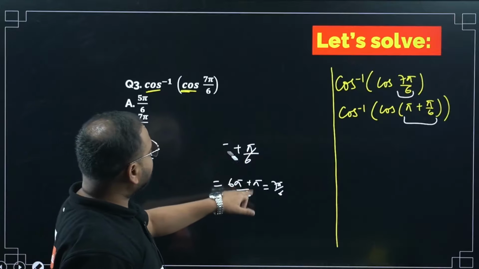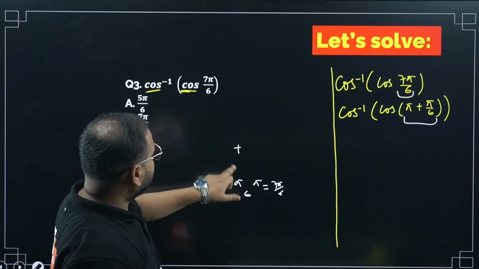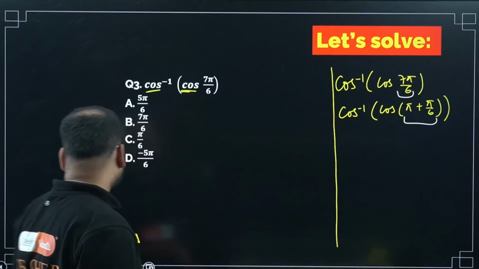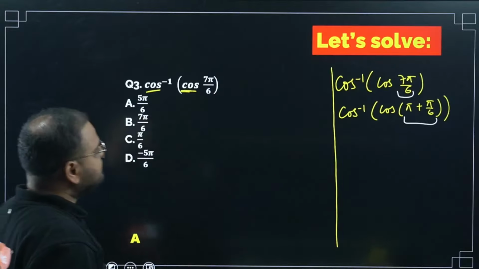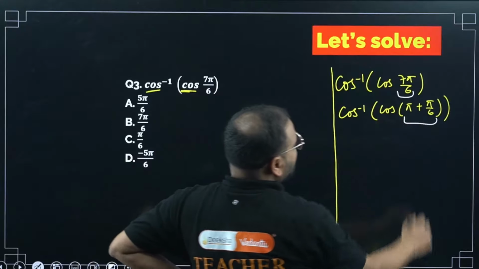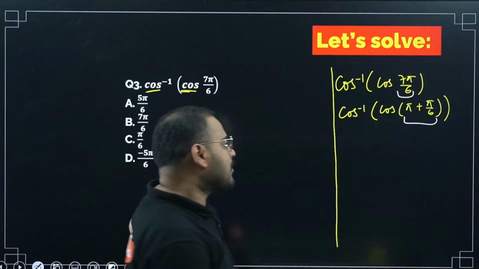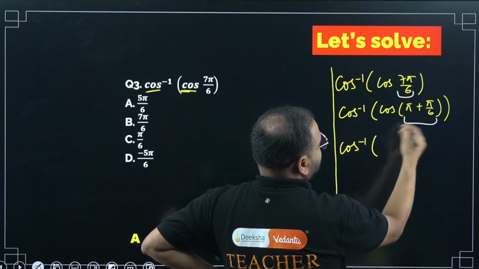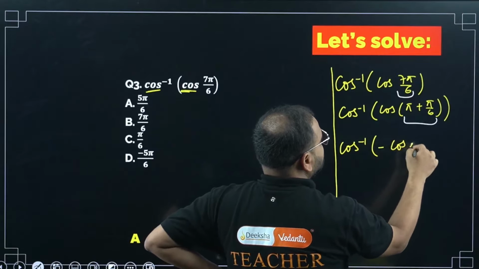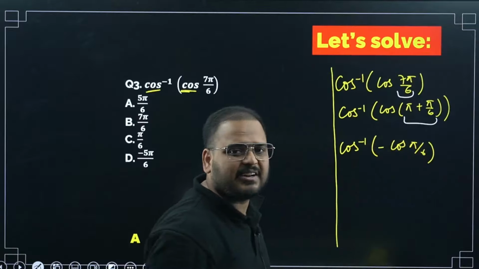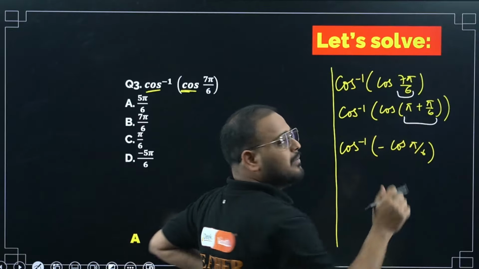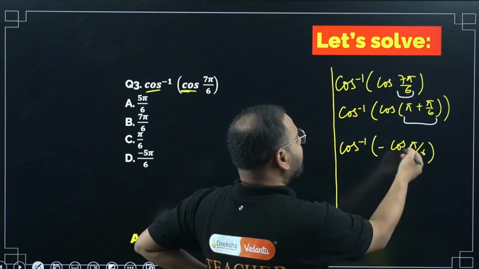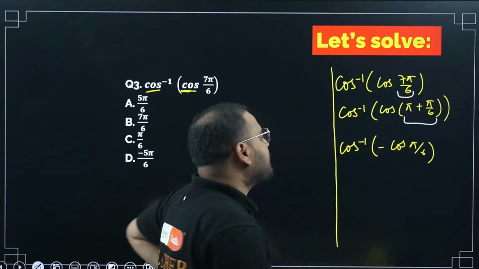I don't need this, so I'm erasing it. Pi plus pi by 6, that is clear. What is cos of pi plus pi by 6? Again, which quadrant? Third quadrant, right? So cos inverse of minus cos pi by 6. I hope you know this. Third quadrant, cos is negative. Why third quadrant? Because angle pi means 180 degrees, so pi plus any angle will be in the third quadrant. So third quadrant, cos is negative, so minus cos pi by 6.